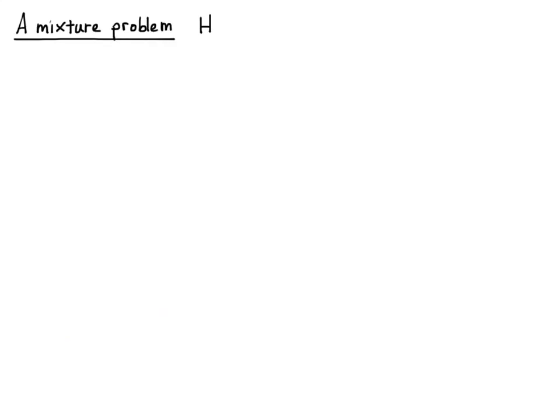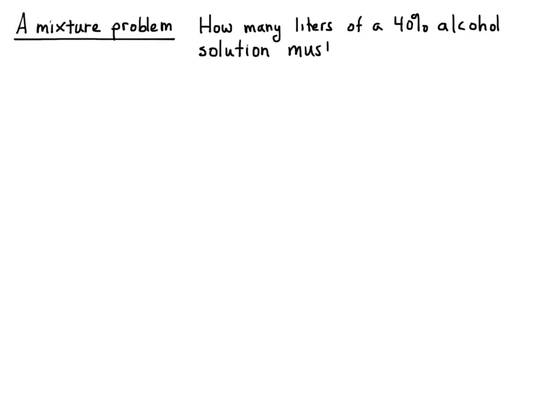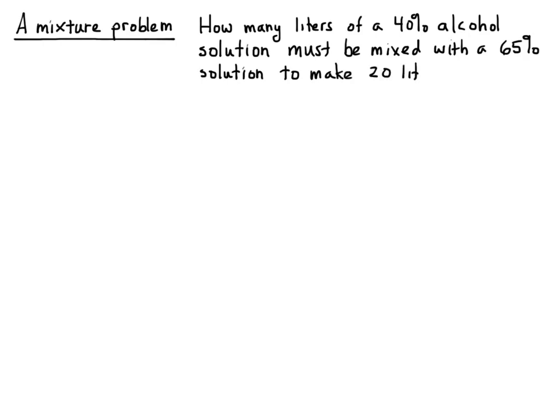So let's look at a mixture problem again. We've done a few mixture problems, and there's two ways to do these. When you do it by substitution, you get back to the way that we've done it at the beginning of the semester. And when you do it by elimination, you just have an elimination set of equations. So let's look at this problem here. How many liters of a 40% alcohol solution must be mixed with a 65% solution to make 20 liters of a 50% solution?